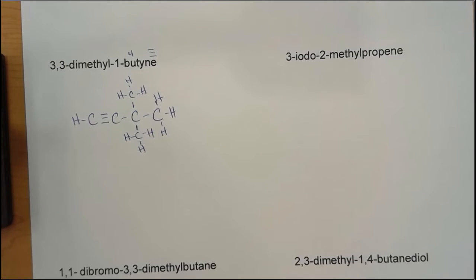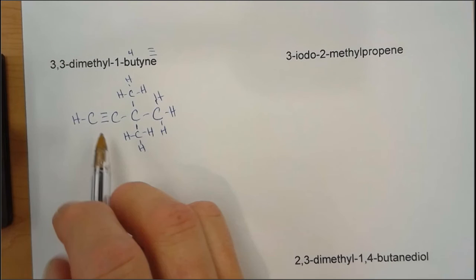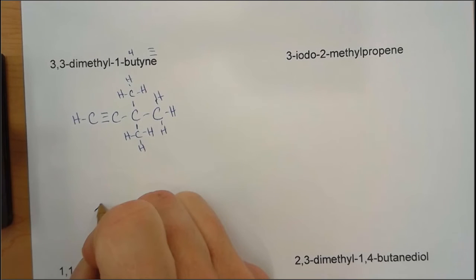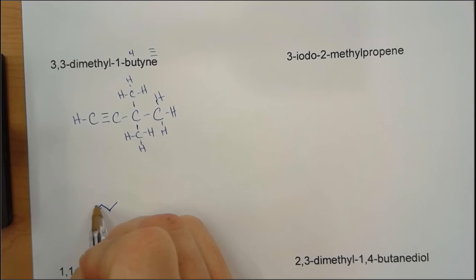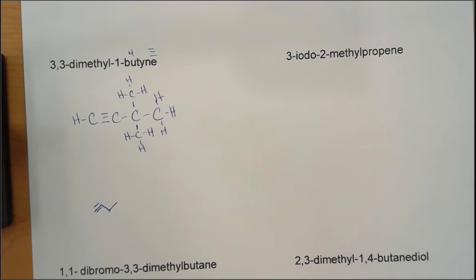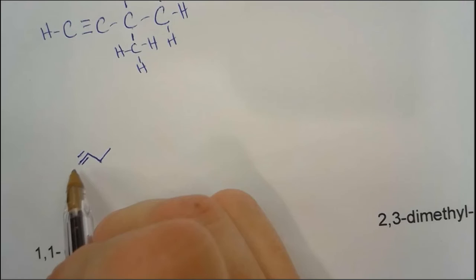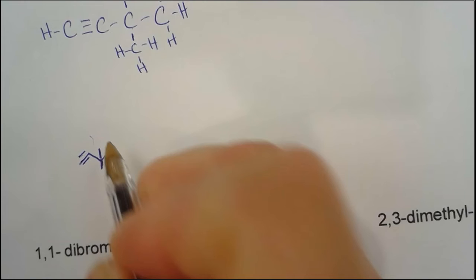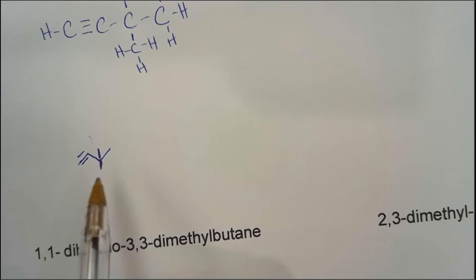If we were to draw this as a line structure, it would be 1, 2, 3, 1, 2, 3, 4. Our triple bond here, triple bond there. So 1, 2, 3, there's our triple bond. Here's 1, 2, 3, and we could just simply do that because this would be a methyl and that would be a methyl. So kind of crazy looking. I draw those a little small, so I should have drawn bigger.